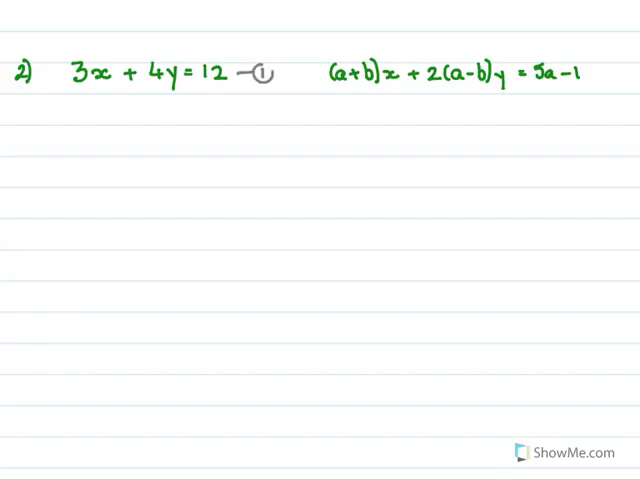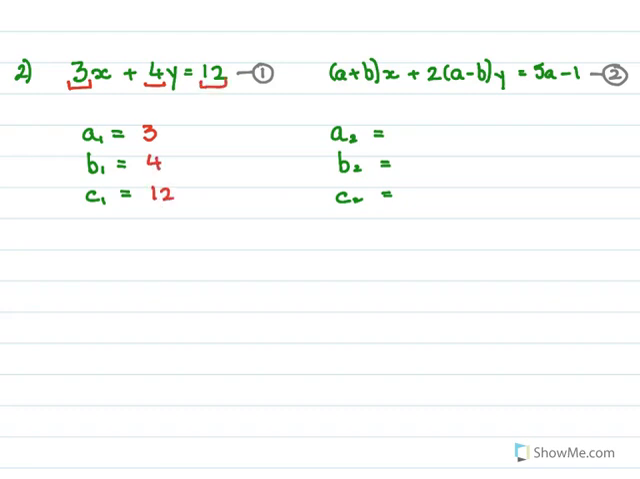Now again equation 1 for the next sum, and this is equation 2. They also have infinitely many solutions. So as a standard, we need to find the a1, b1, c1, a2, b2, c2. So this will be our a1. Coefficient of y is b1. This would be our c1, that is 12.